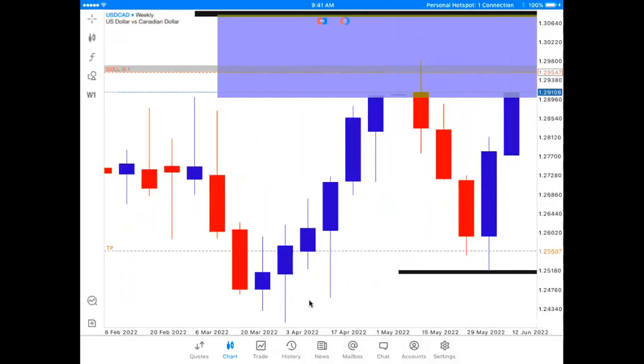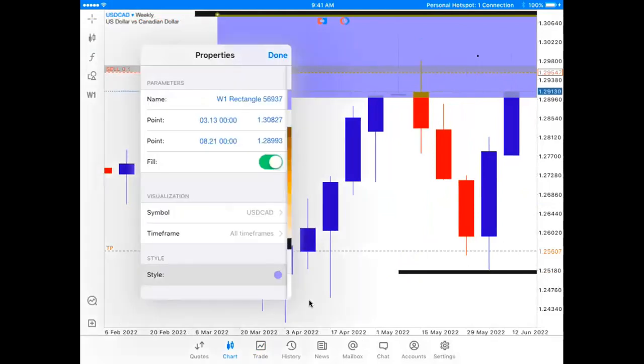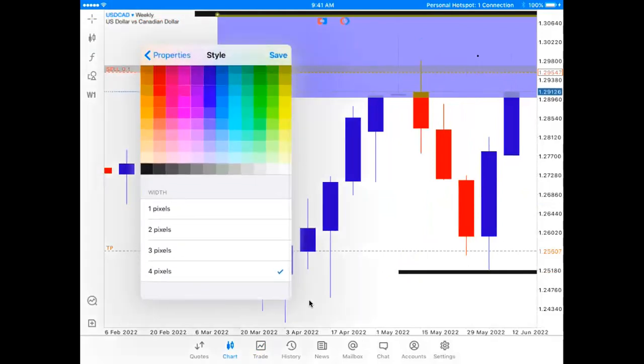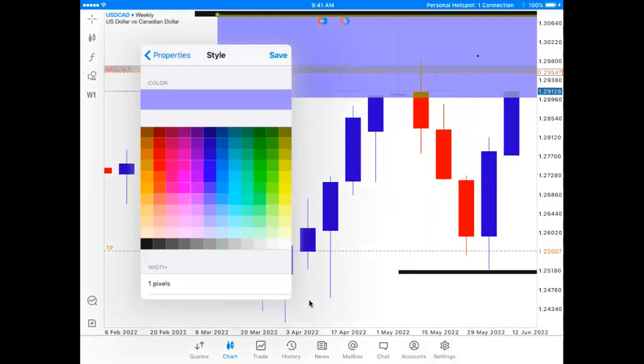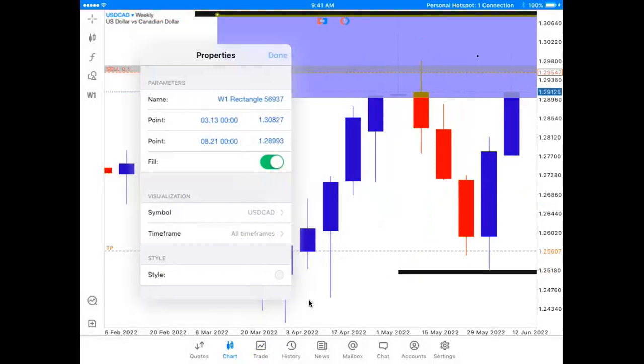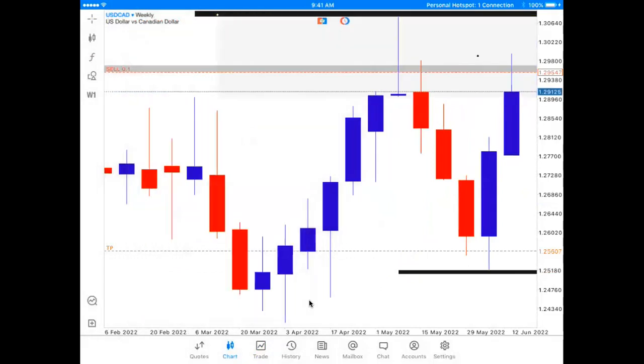Sorry, 1 minute. I'm trying to change the color so you can see this candle very well. Yes, this very rectangle. So let me just make it a little bit white. Yes, done. So you can see here first was a pin bar.